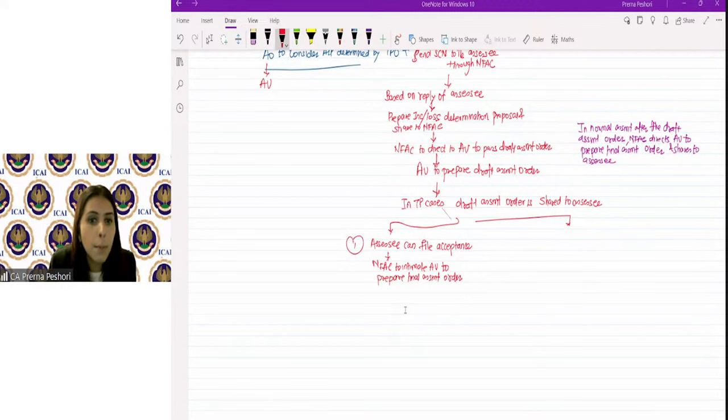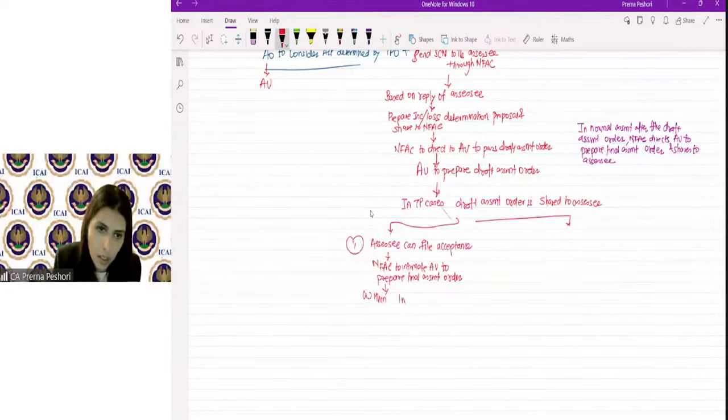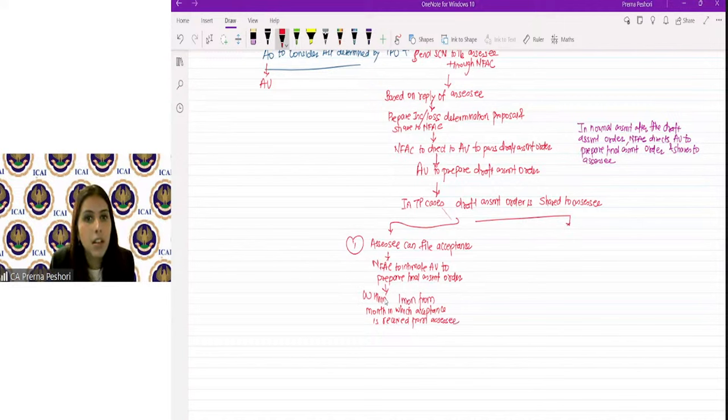Now, this assessment order will be passed within 30 days, within 1 month from the month in which acceptance is received from assessee. Okay. So assessee can file the acceptance within 30 days of receipt of order. And NFAC then will intimate to AO to prepare the final assessment order within 1 month from the month in which acceptance is received from the assessee.